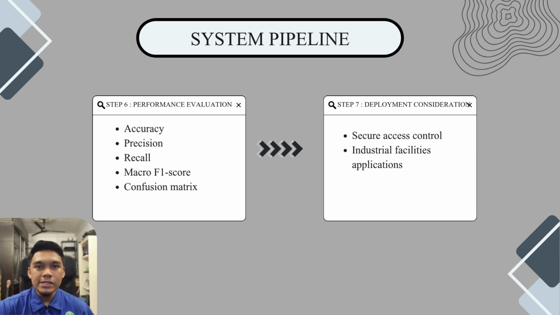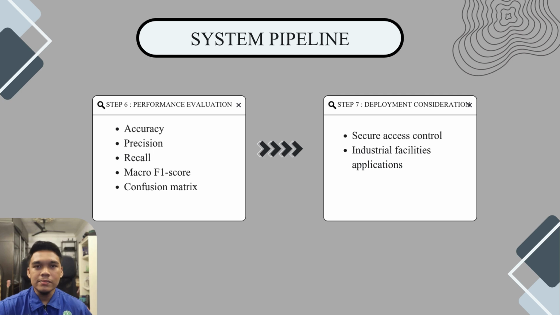After the model training process was completed, the performance of the proposed face recognition system was evaluated using several metrics. These metrics include accuracy, precision, recall, macro F1 score, and confusion matrix. Accuracy measures the overall correctness of the model, while precision and recall evaluate its classification capability. The macro F1 score provides a balanced assessment between precision and recall, and the confusion matrix helps visualize the classification results for each identity.